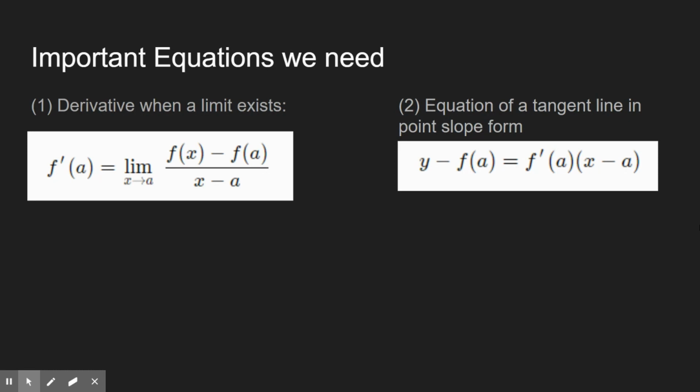The second equation that we need is the equation of a tangent line in point-slope form. You're probably familiar with point-slope form if you've done any graphing. This is just a slightly modified version of it. We have y minus f of a is equal to f prime of a times x minus a. So we're going to need to do some distributive property there.